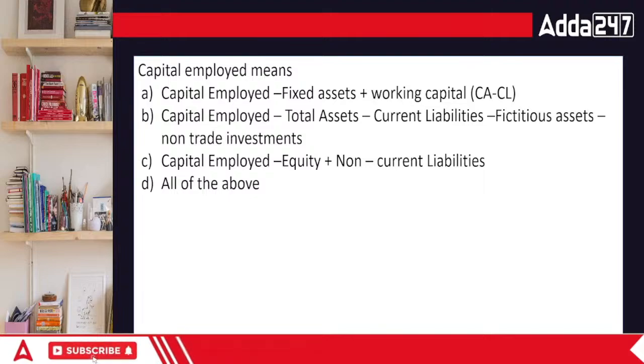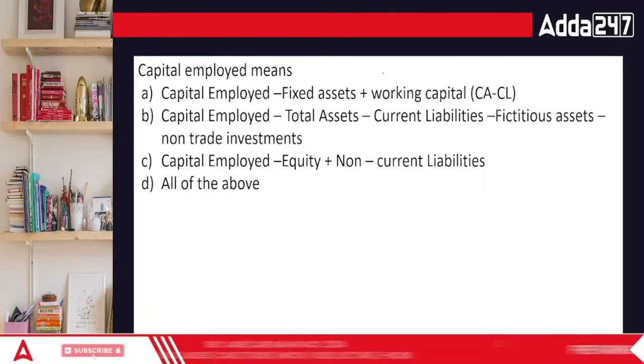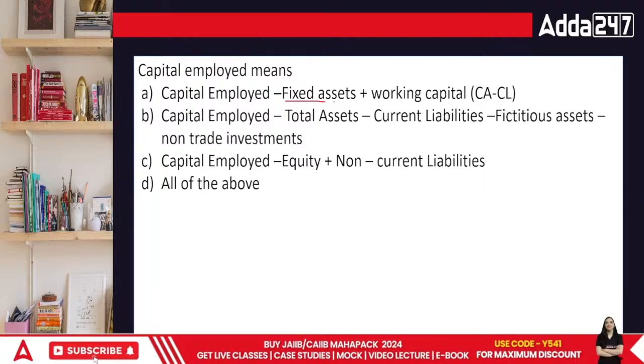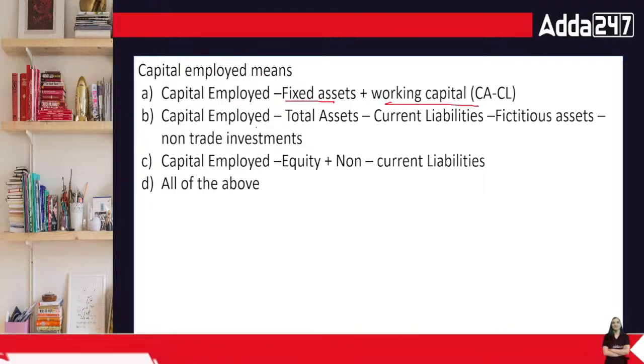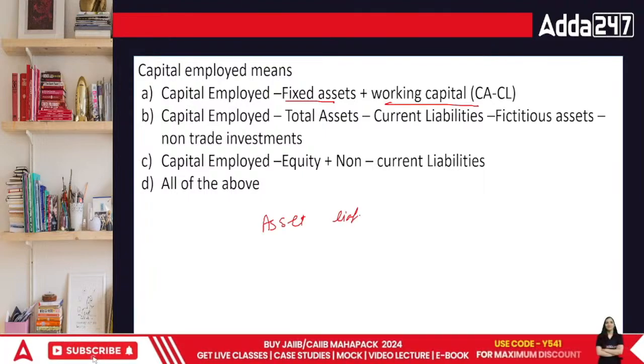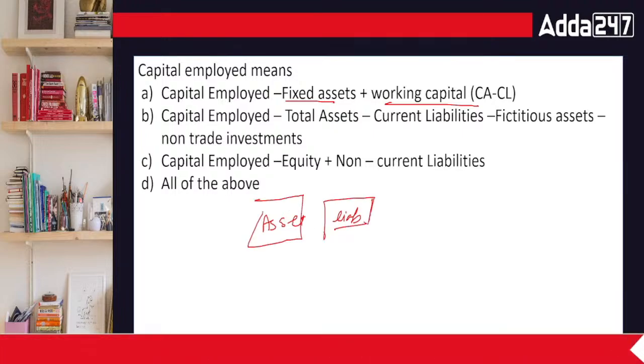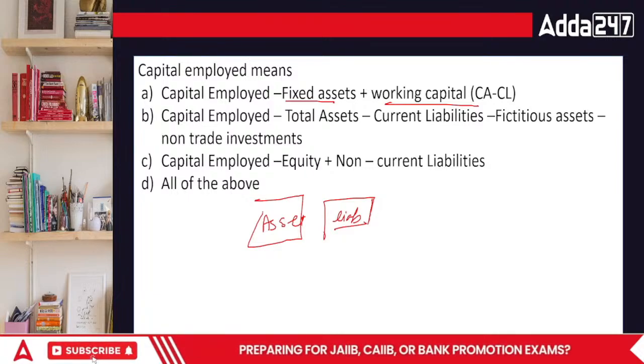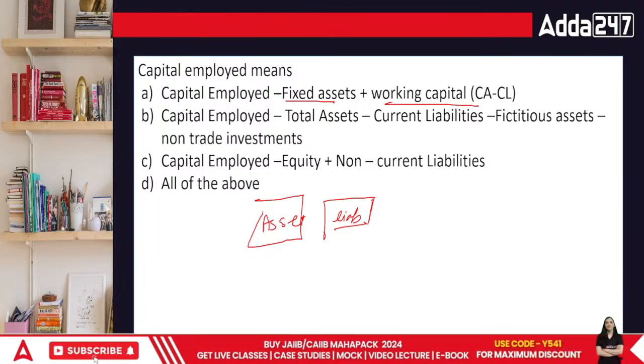Okay, now let's talk about the answer. First, capital employed is equal to fixed assets plus working capital. It can be from both sides, the asset side or the liability side. Both situations are absolutely correct and justified. From the asset side, it would be the long-term ones, that means fixed assets plus working capital, whatever is left after paying off the current liabilities.